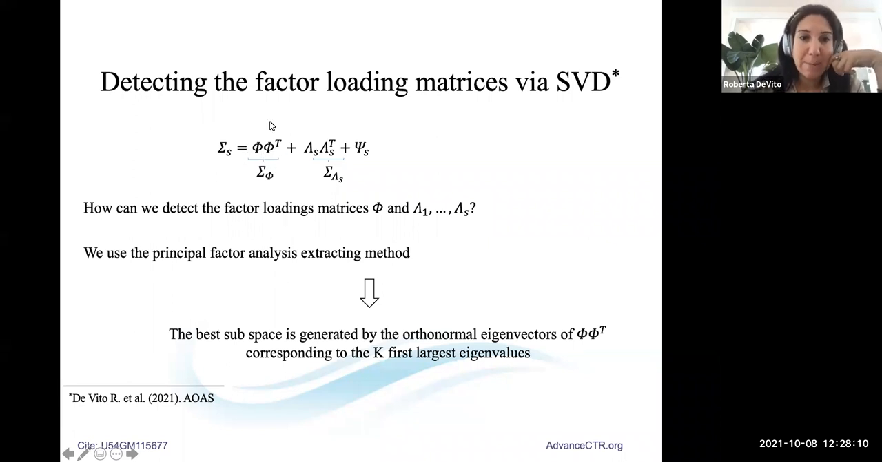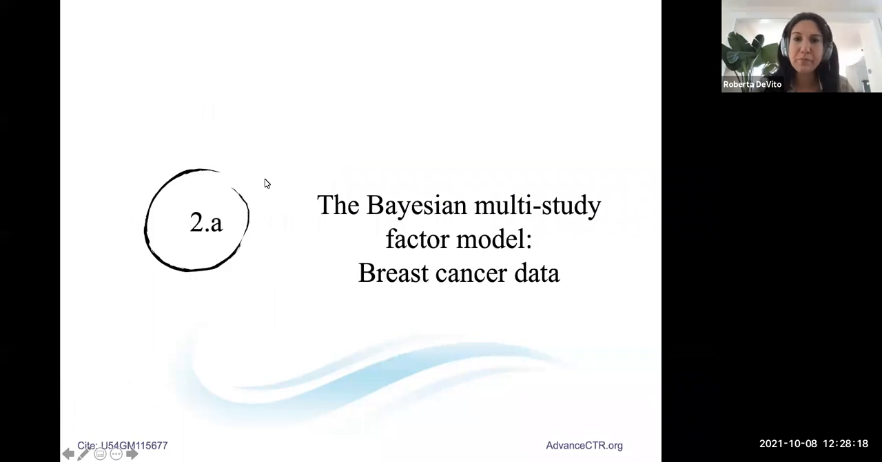And this is also an important point, because we can use this quantity here, as I will show you later, for networks. So here I also have a couple of applications that I want to show you. The first application is with breast cancer data.